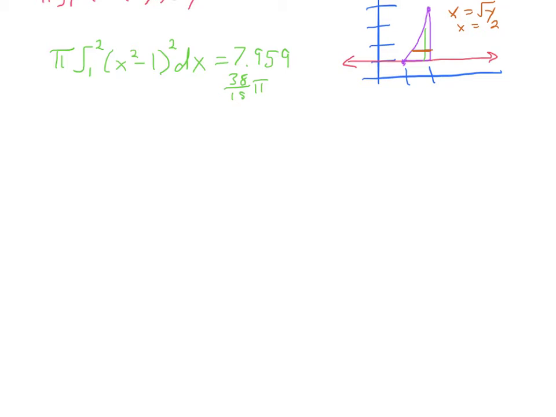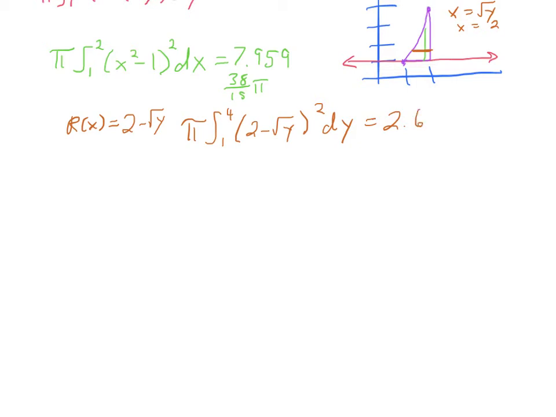And to find that big radius, R of x, it is just the distance between 2 and the function, the square root of y. And you always subtract right minus left, just like we always subtract top minus bottom. So again, I want to integrate in terms of y, so we'll be integrating from 1 to 4 of 2 minus the square root of y squared dy. And if we type that into our calculator, we will get 2.618 units cubed.